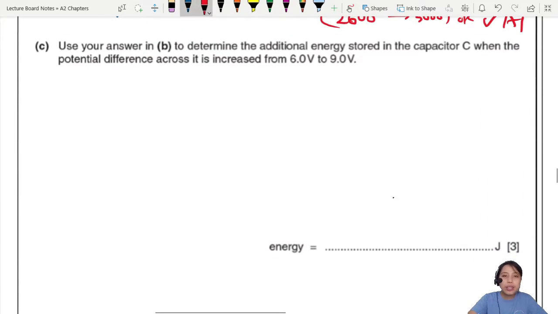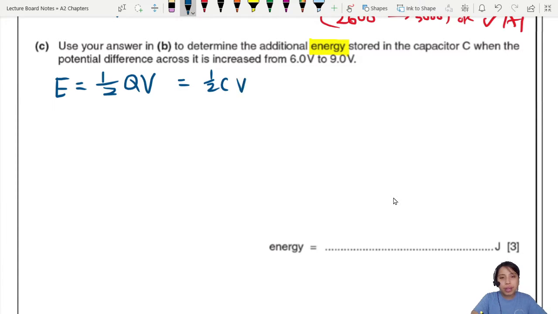Next, use your answer to determine the additional energy stored in the capacitor. Maybe you haven't learned how to calculate energy. It's okay, I give you the equation first, and later you go and learn. So how do you find energy? There are two ways. One is E equals half, not mc squared, half QV, or half CV squared. Because Q equals CV, you substitute that in and you get half CV squared. So this is the equation you will use to calculate energy stored in a capacitor.